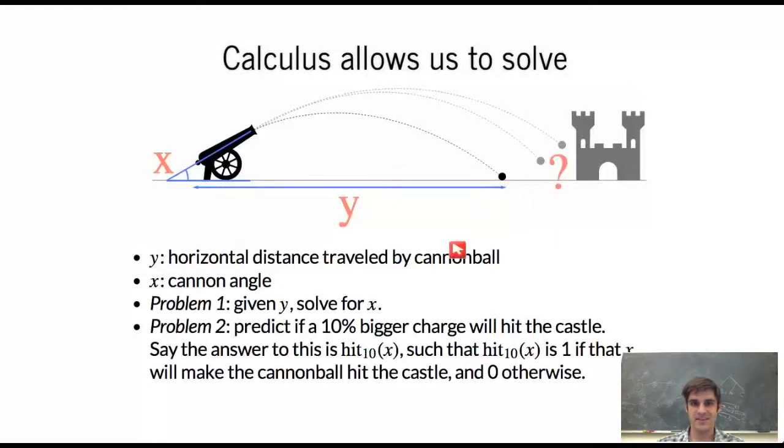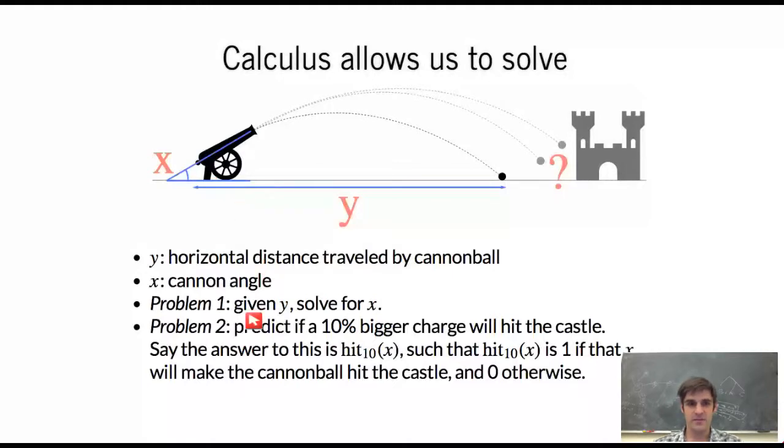So there's several different problems one can formulate with this sort of thing. One is just if we know the size of the charge and other things such as the mass of the cannonball and so on, if we're given the distance that it travels, can we solve for the angle? Okay, so that's a standard physics exercise.